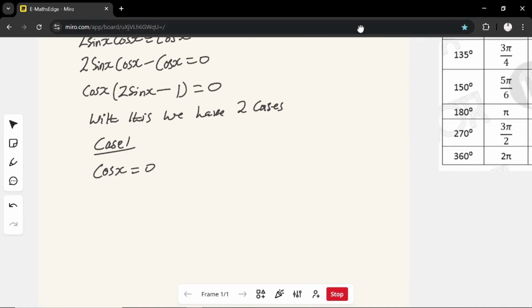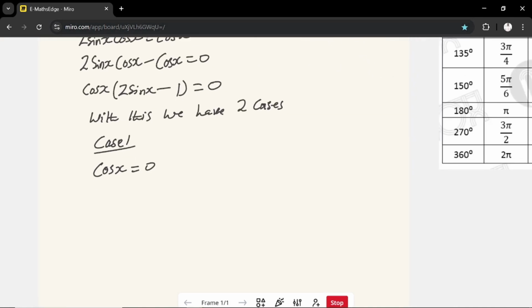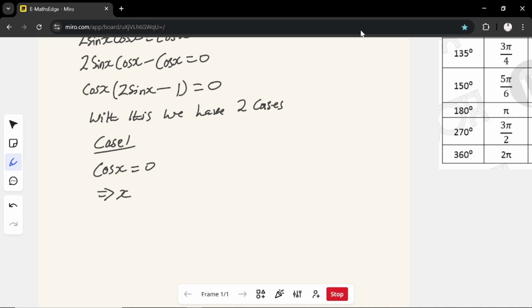So we come back and have this implies that the value of x is equal to 90 degrees and 270 degrees. So these are the set of values when cos x is equal to 0 from the trigonometry table. So we also have the second case to be case 2.